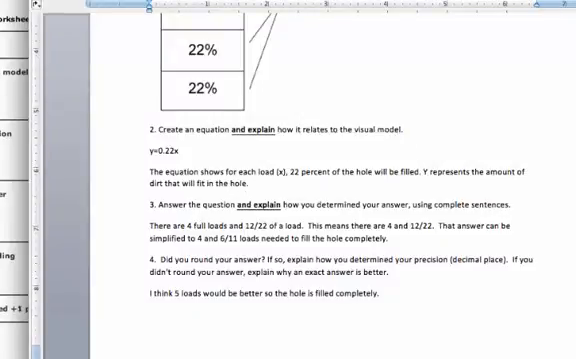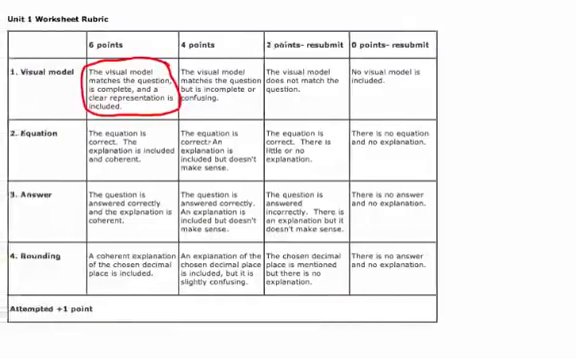So let's compare with the rubric. The equation is correct. The explanation is included and coherent. That would be the 6 points. And then 4 points would be the equation is correct and explanation is included but doesn't make sense. Well, the explanation makes sense to me and I think the equation is correct, so I think I would be at 6 points here right now.